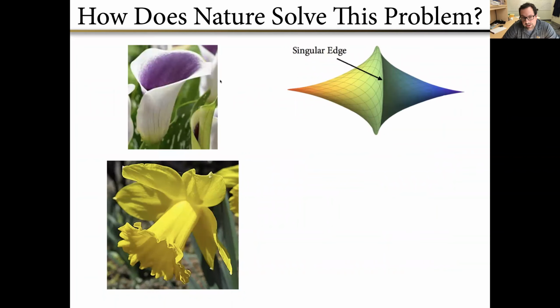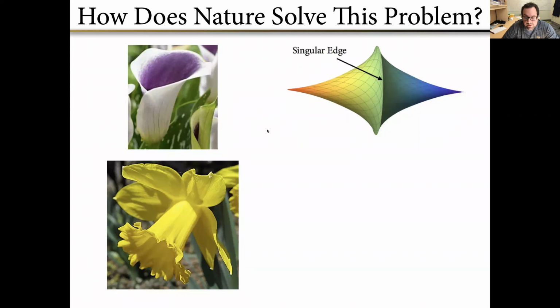Given there's this singular sheet, if you go out and measure something like the Gaussian curvature of this flower, it'll be roughly negative. But if you look at something like a daffodil, instead of forming this kink, it does something quite amazing. It forms these riffled patterns. Somehow nature gets around this singular edge.